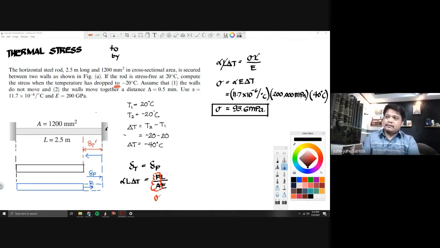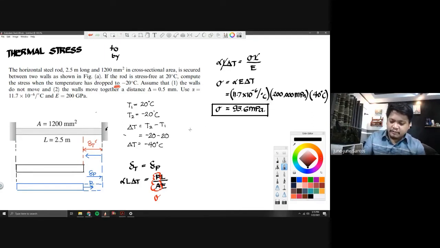Okay, so let's continue the problem number 2. So yung una, naka-fix siya. Second, yung walls daw mag-move together by around 0.5 millimeters. So in short, ito yung original. I-drawing ko muna yung original natin. Okay? So, dahil sa temperature, sabi ko nga, pumunta siya dito.